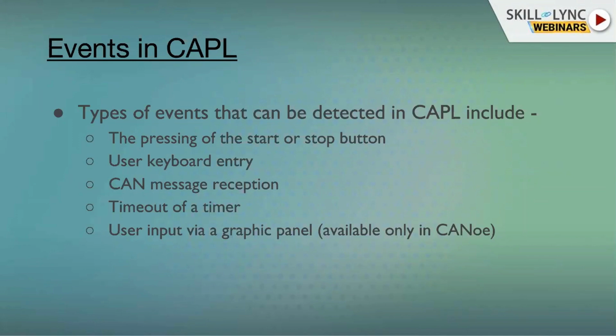Next, CAN message reception. We are going to talk more about CAN messages only. The CAN message has an ID, the CAN ID. Whenever this message comes into the network, you can react to that message. Say if a message called 100 comes, I need to send a 200 message into the network. Like that you can write a program. And then the timer event.